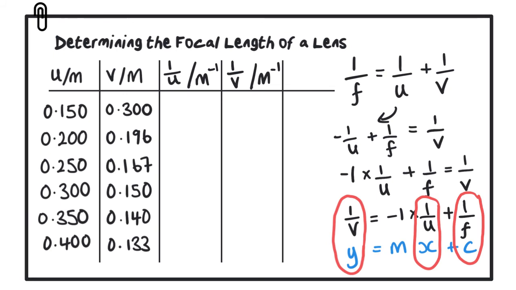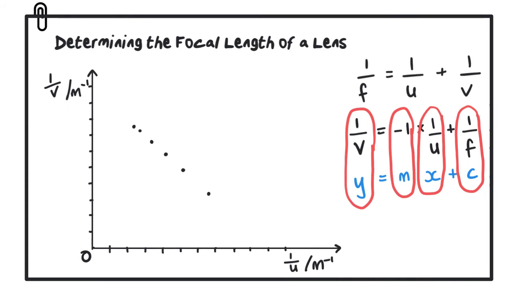So now you can pause the video and go ahead and work out what each of the values are for 1 over u and 1 over v. And remember to give all of your values to 3 significant figures. Once you have your values calculated, the next step is to plot the graph.